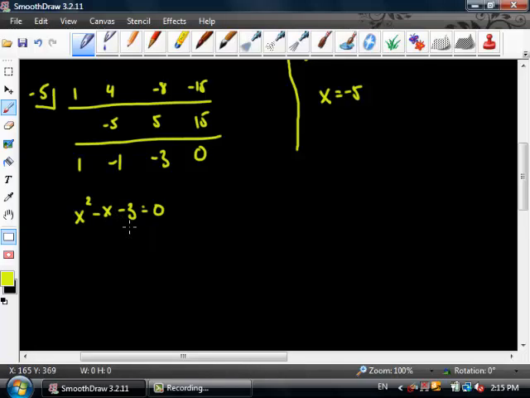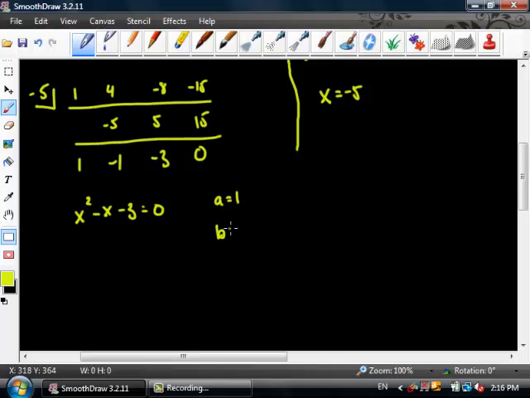Now, I don't think this thing can be factored, because the only thing that can multiply to 3 is 3 and 1, and there's no way I can get a negative 1 out of that. So I'm going to use either completing the square or the quadratic formula. I choose the quadratic formula because this thing is odd. So let's go ahead and do the quadratic formula.